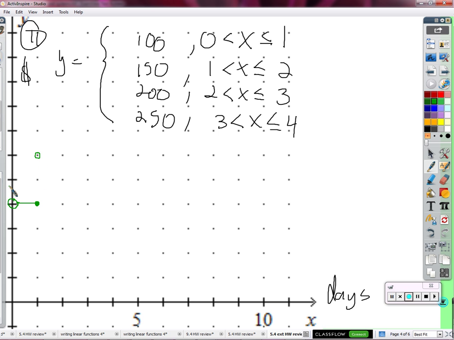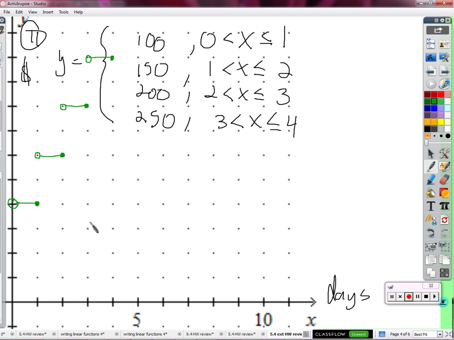Starts out up here, open circle, because that's exactly one day, so that would be just $100. But just after that, it starts costing you $150 up until the cutoff time of that day. And after that, it's going to jump up to $200 and be $200 for that third day, and jump up to $250 and remain $250 to the end of the fourth day. There's our step function. And I think that was it. Just graph and write the function.